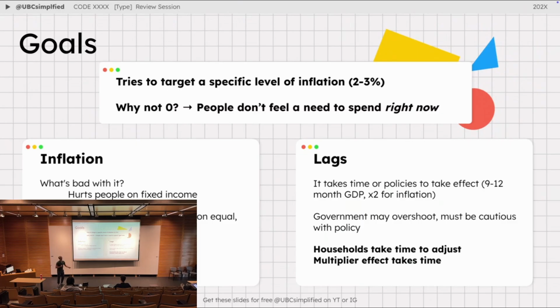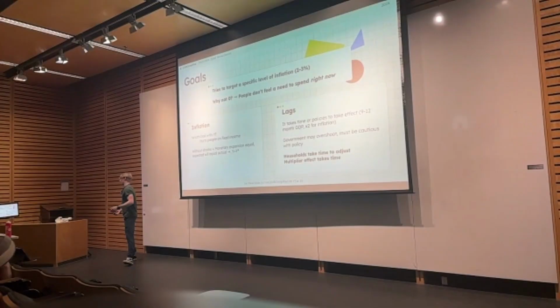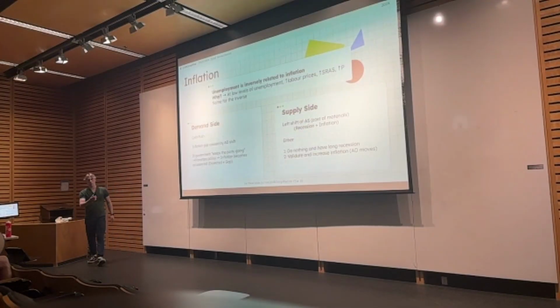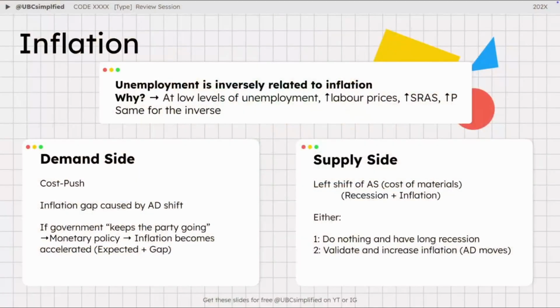Because I have to go spend money, and then someone else has to spend money, and that's why there are lags in monetary policy. And then just a little bit more on inflation. From the demand side, we have cost push. From the supply side, we have supply shocks. And we have employment. Unemployment is inversely related to inflation.